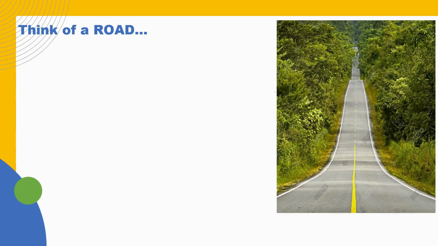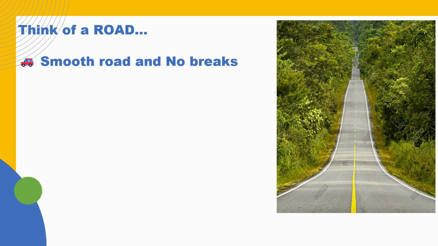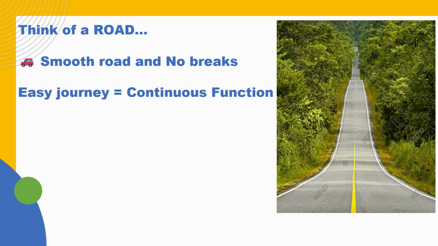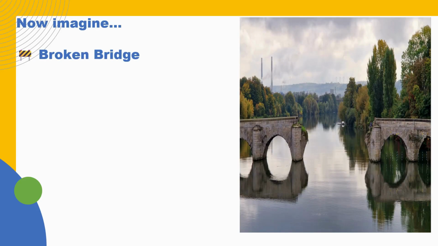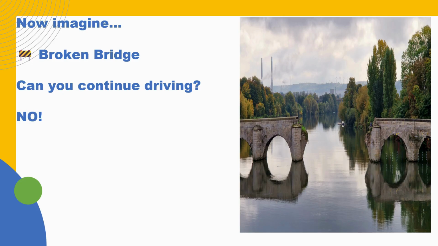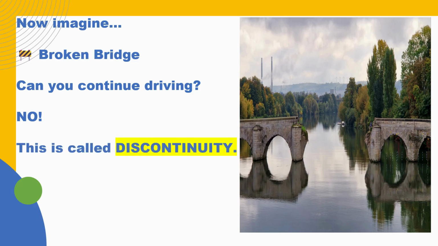Let's understand continuity with a real life example. Imagine you are driving on a smooth road. Since there are no breaks, your journey is comfortable. This is similar to a continuous function. As the value of x changes gradually, the value of the function also changes smoothly, without any sudden jumps. Now suppose the bridge is broken. Even though the road exists on both sides, you cannot continue driving. There is a break. Similarly, if the graph has a hole, jump, or break at a point, the function is not continuous there.